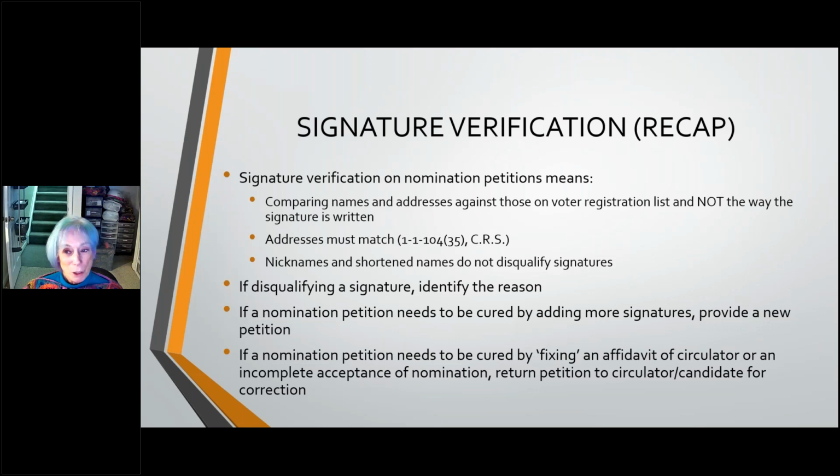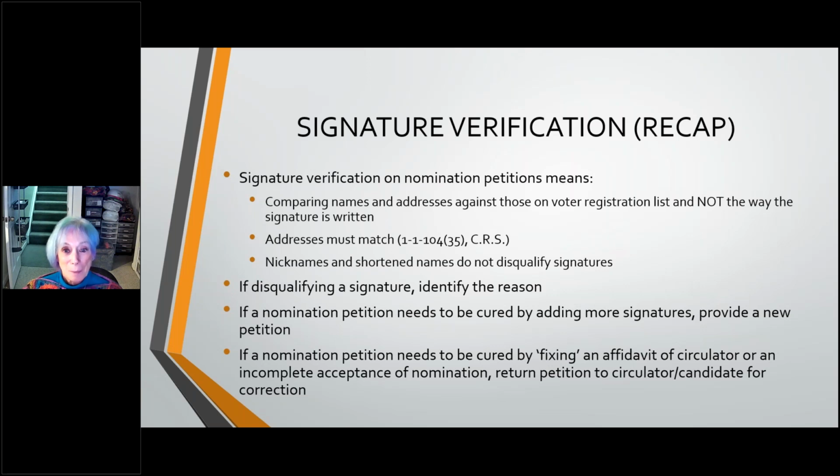Okay, I thought what I would do is a little bit of recapture of the procedures involved in signature verification, and this is signature verification on nomination petitions. I know we use that term in regards to mail ballot elections, but here we're talking about verifying the signatures that have been placed on nomination petitions.